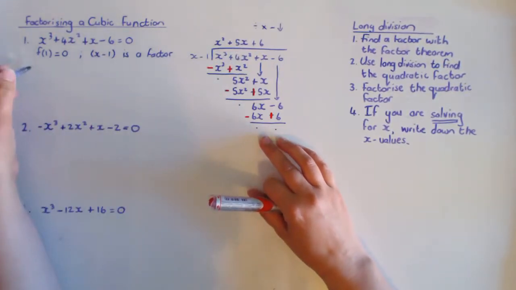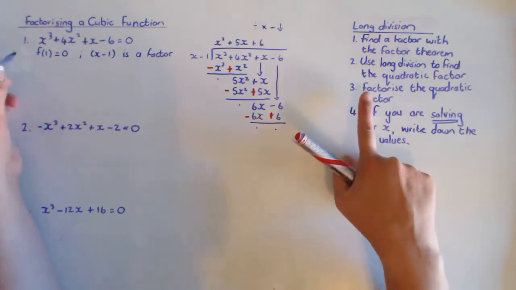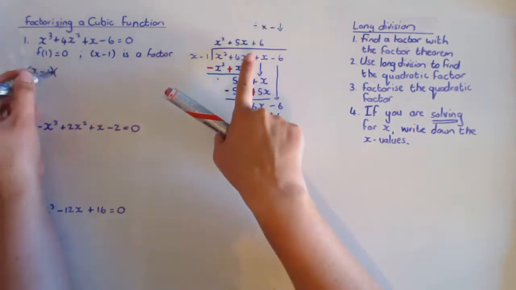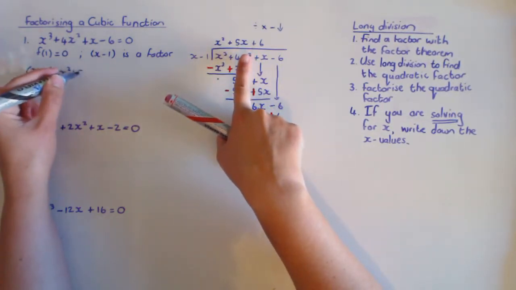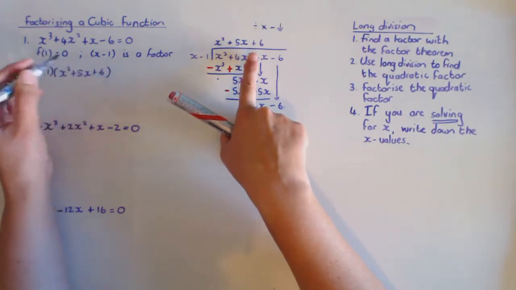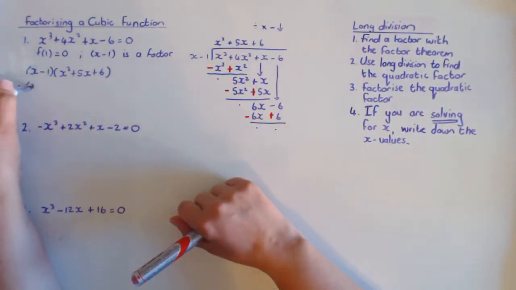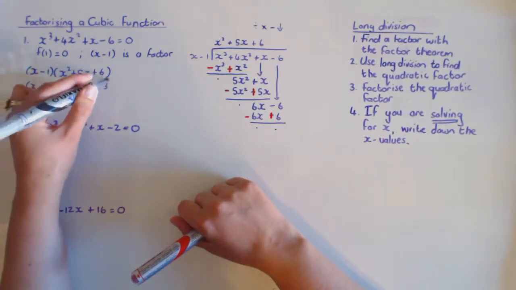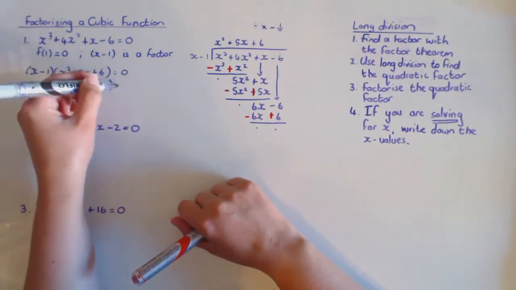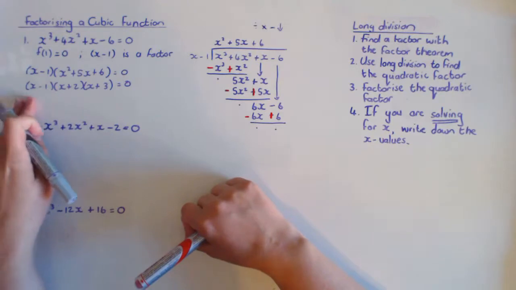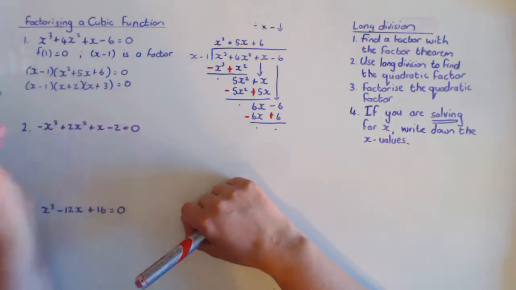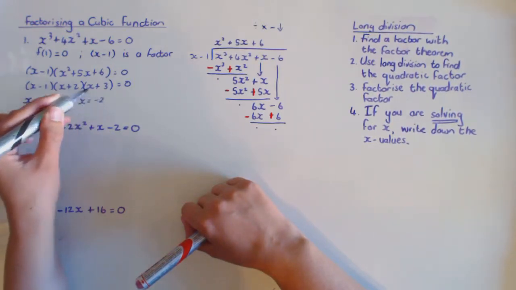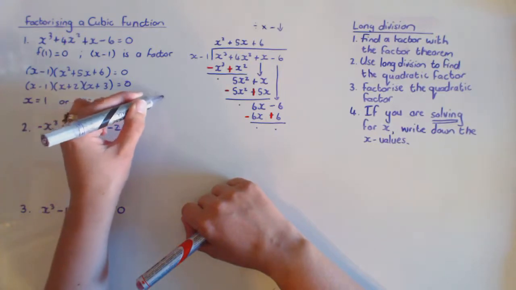Right, so after using the long division, I now have that one factor is x minus 1, and the second, quadratic factor is x squared plus 5x plus 6. Then I must just factorize the quadratic factor. And yet again, if I'm just factorizing, this is my final answer. But if I'm solving for x, I must write the answers: x is 1, or negative 2, or negative 3.